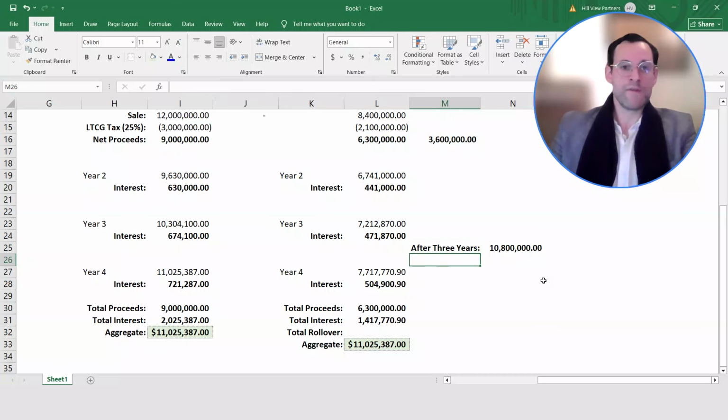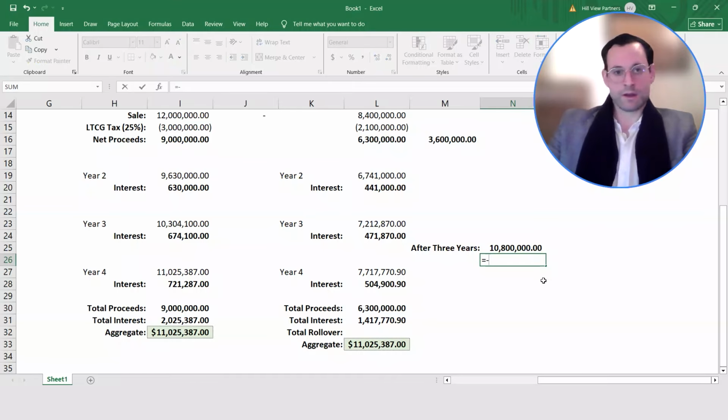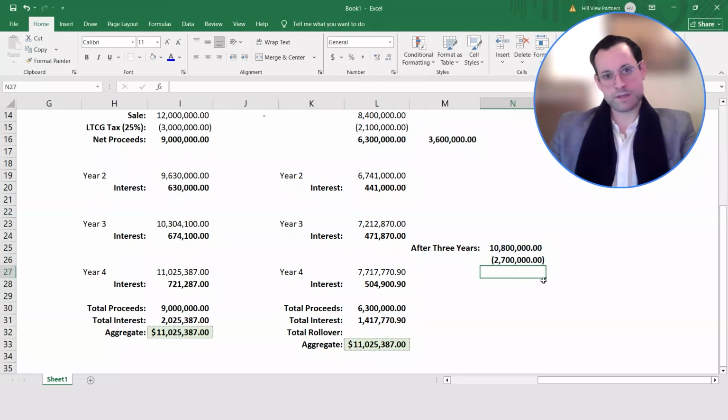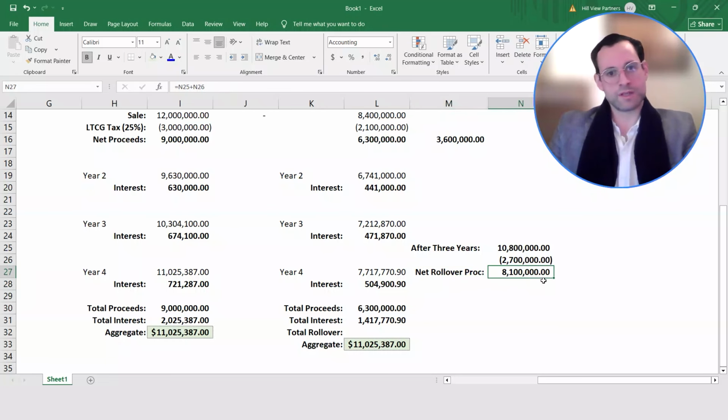So if after 3 years, it has 3x'd, you're at 10.8 million. It's the same long-term capital gains tax, which we've discussed, again, it's going to differ state by state, but let's say it's 20% on a federal basis and assume 5% for a state. And let's say, okay, it's 2.7. So the net proceeds there of the rollover net after tax. So let's call it net rollover proceeds. So we don't completely annihilate the columns here.